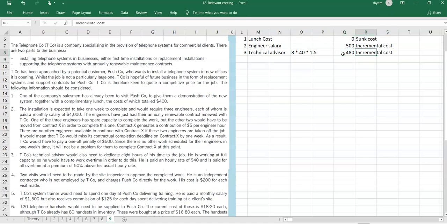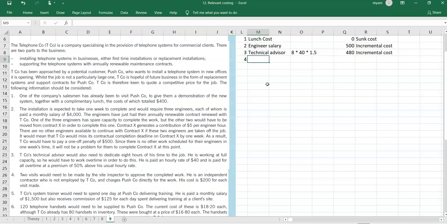See, this is also an incremental cost. So 2 visits would need to be made by the site inspector to approve the completed work. He is an independent contractor who is not employed by TCO. So he is not an employee of us, so we have to pay him separately, and he charges Pushco directly for the work. His cost is 200 for each visit made.